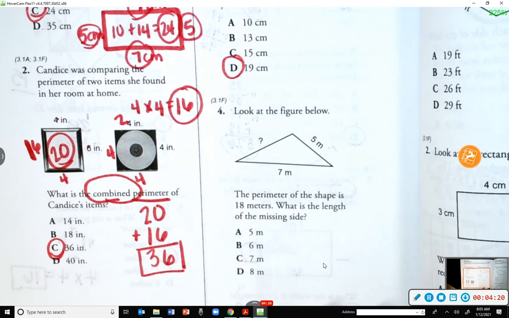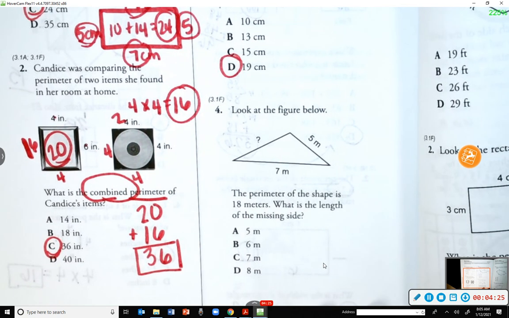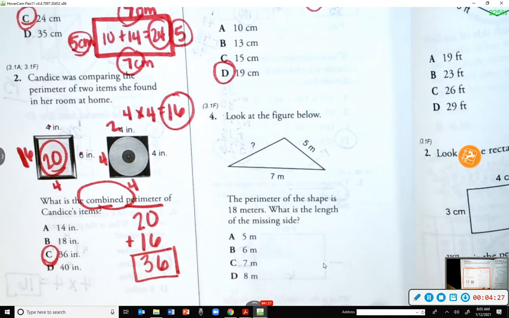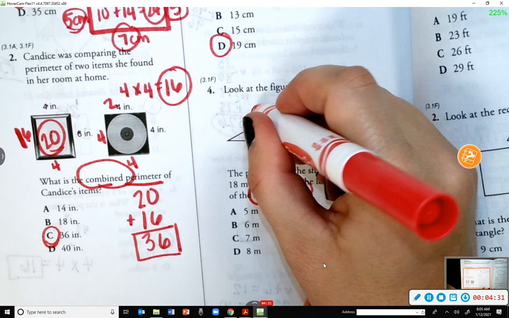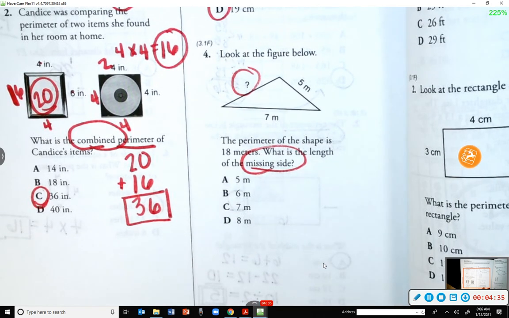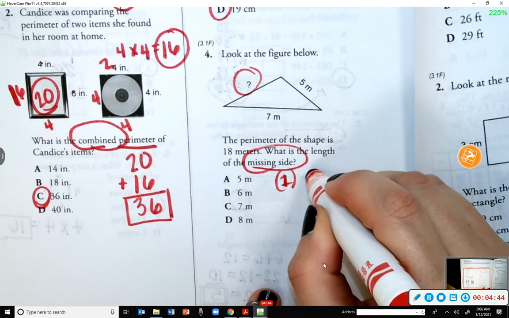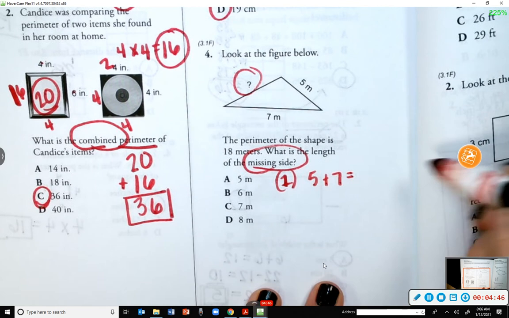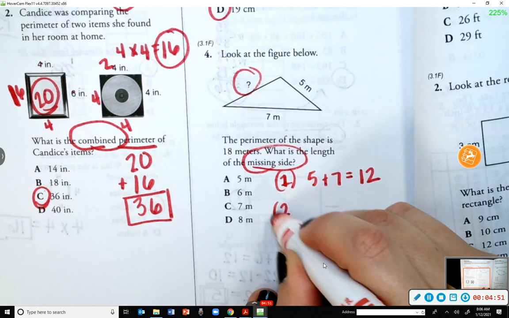Number 4. Look at the figure below. The perimeter of the shape is 18 meters. What is the length of the missing side? Okay, so how am I going to find the missing side over here on the triangle? There's 2 steps. Kelsey, what's 1? Add sides we know. So step 1, I'm going to add 5 plus 7. That gives me 12. Okay, what's step 2?